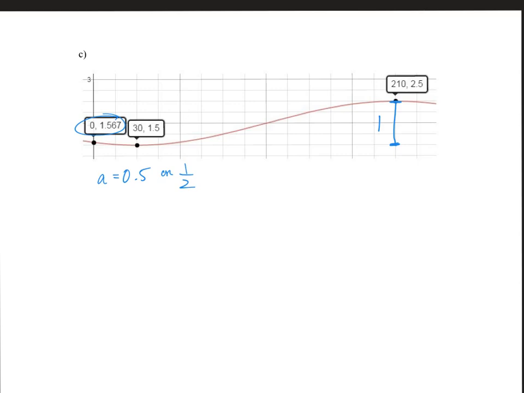Okay, now I take a look at my period. Well, my minimum occurs here at 30, and my maximum occurs at 210. So the distance from my minimum to my maximum is 180 degrees. And I know that that is always half the period. So if I were to double that to get back to its minimum, I know that my period then is going to be 360 degrees. So I know that I have a k value of 1.